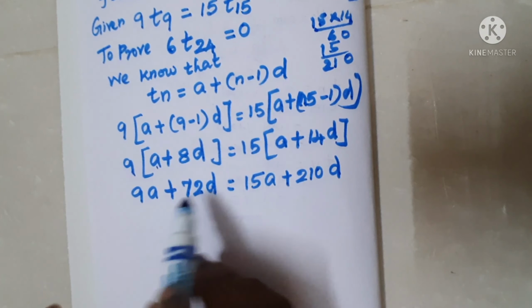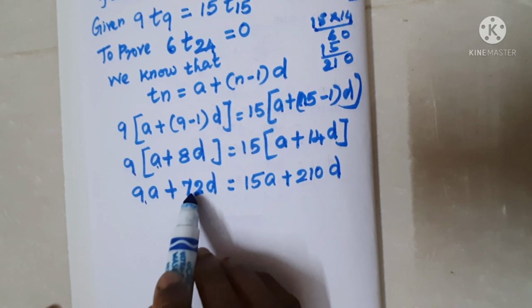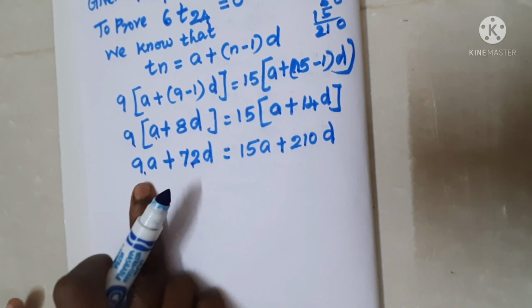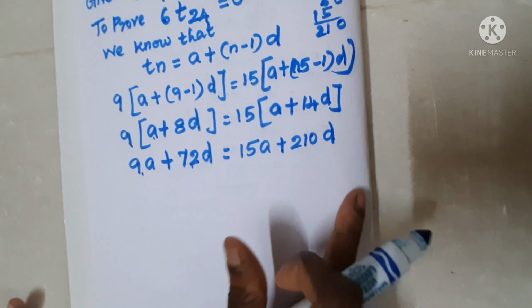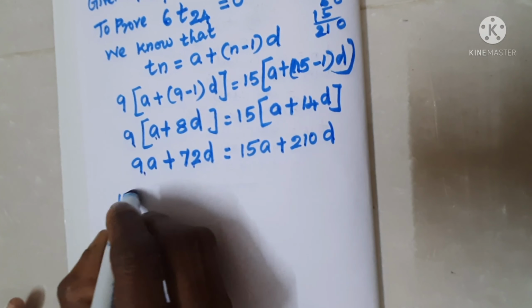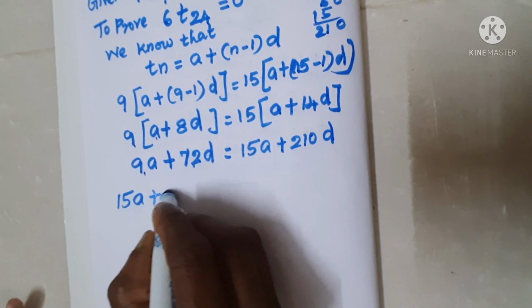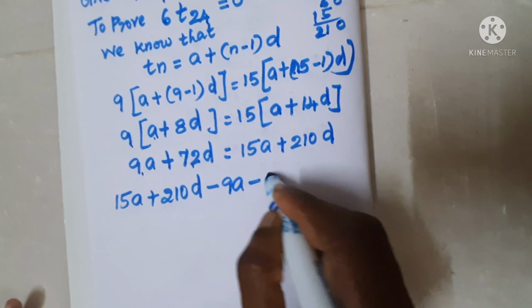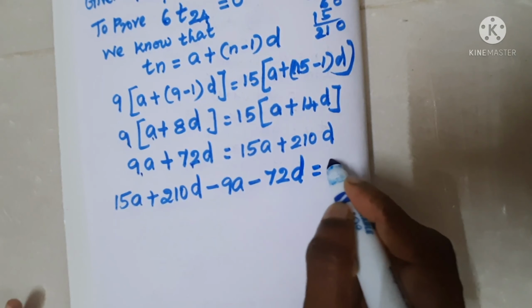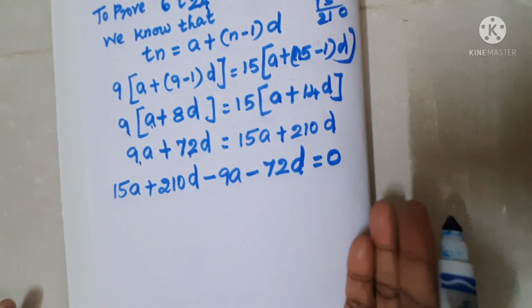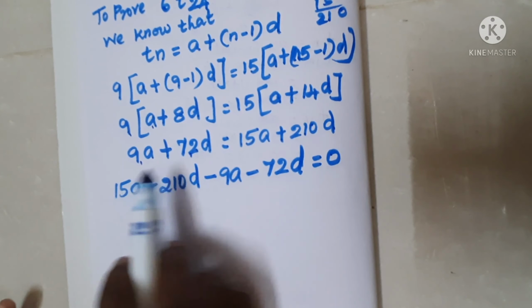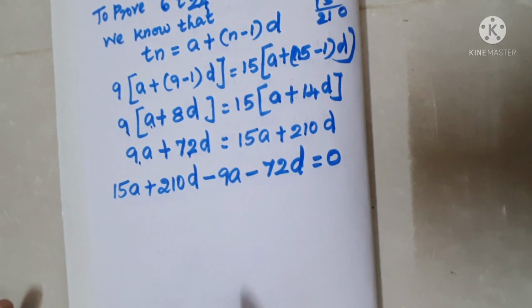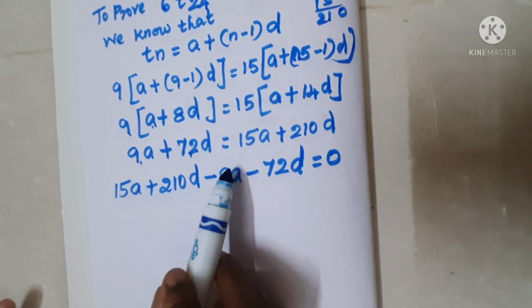Now you bring all the terms, a and d, to one side. So if I bring all the terms, 9a plus 72d, to the right hand side, because the right hand side value is greater than the left hand side, so I will bring all the terms to that side. So 15a is already on the right hand side, then 15a plus 210d minus 9a minus 72d is equal to 0. What have I done? We have brought everything to the right hand side. Since the right hand side has the biggest value compared to the left hand side, we bring everything to the right hand side. When we bring them, the plus signs all become minus signs.